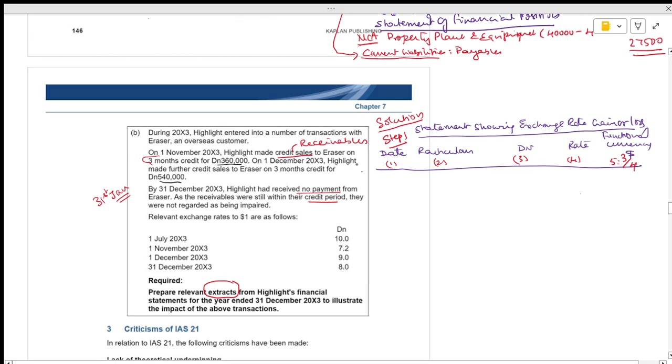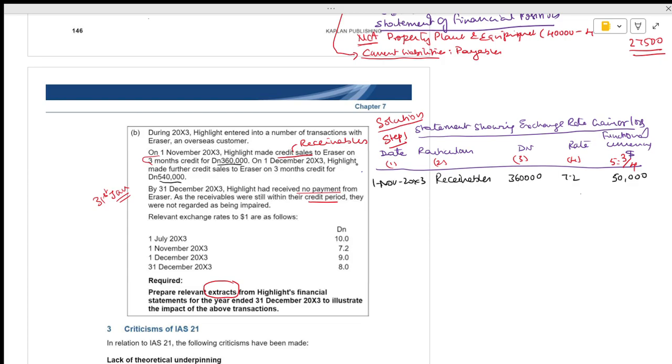What they say: first, the 1st of November 2003, it is receivables. Is it right? It is receivables. How much is receivables? 360,000. What is the exchange rate on the 1st of November? The exchange rate is 7.2. You convert it into dollars, it will become 50,000.